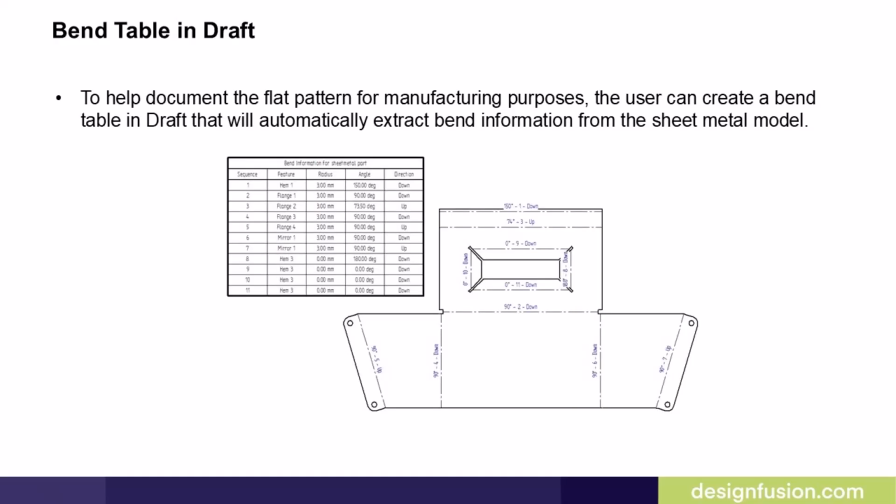You can use the bend table command in the draft environment to add a bend table to a drawing sheet. You also can automatically place annotations, either in line with the bend center lines or as balloon callouts. You can use the bend table properties dialog box to select the information you want to place in the bend table. If you make changes to the bend table in sheet metal, use the update command in draft to update the corresponding bend table on the drawing.